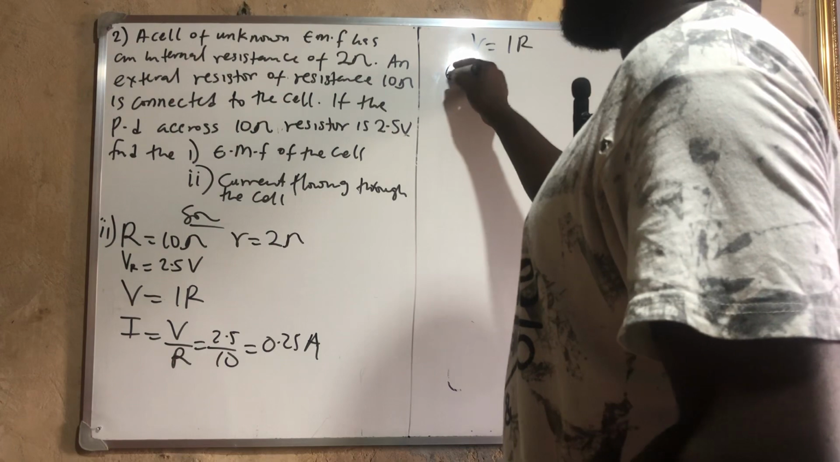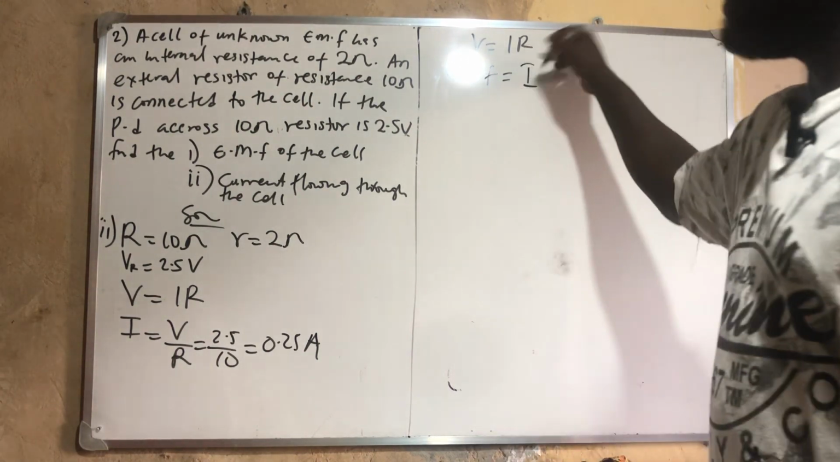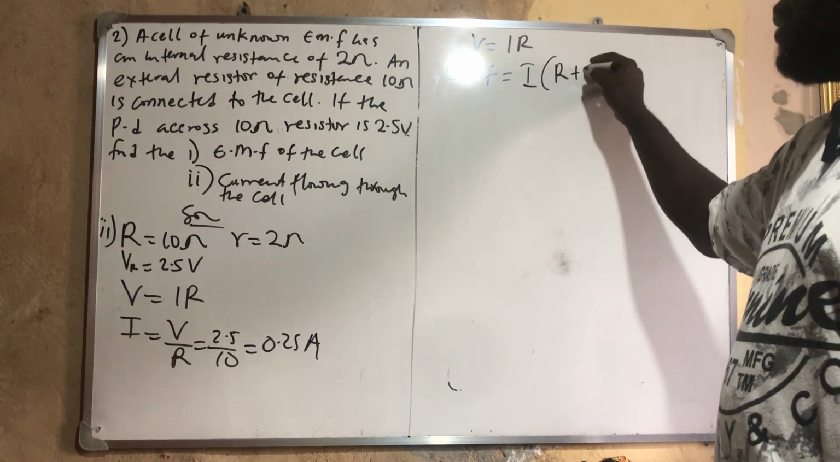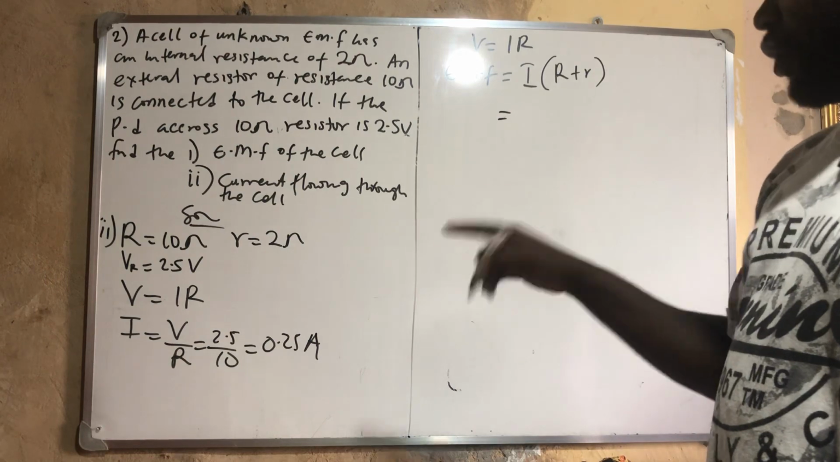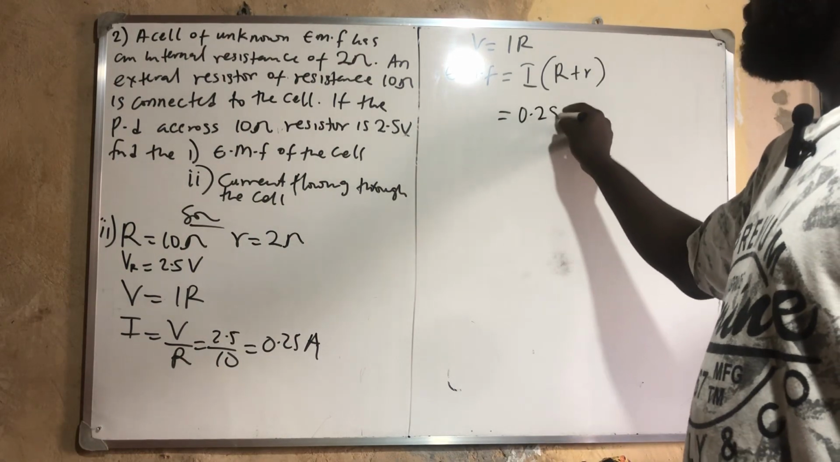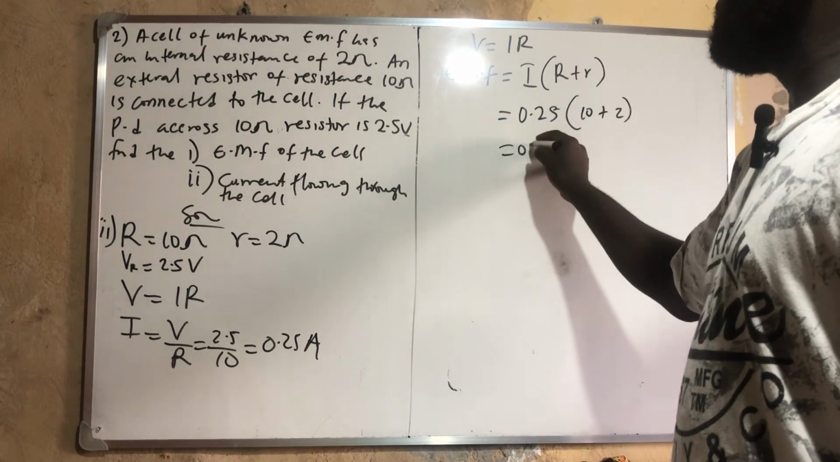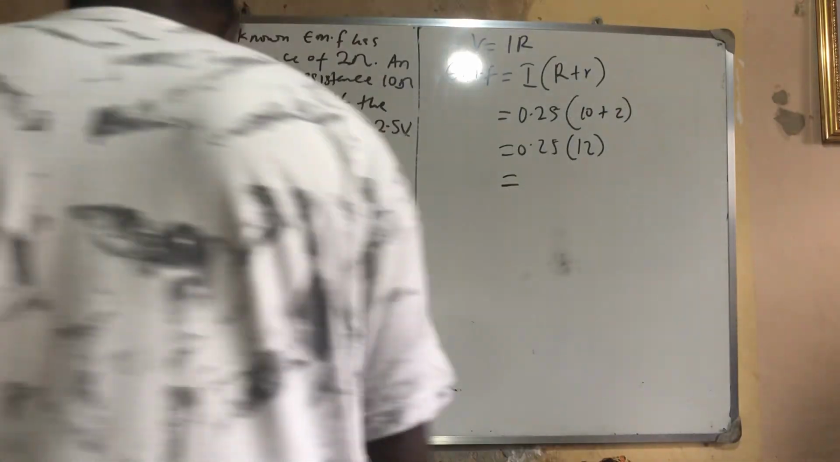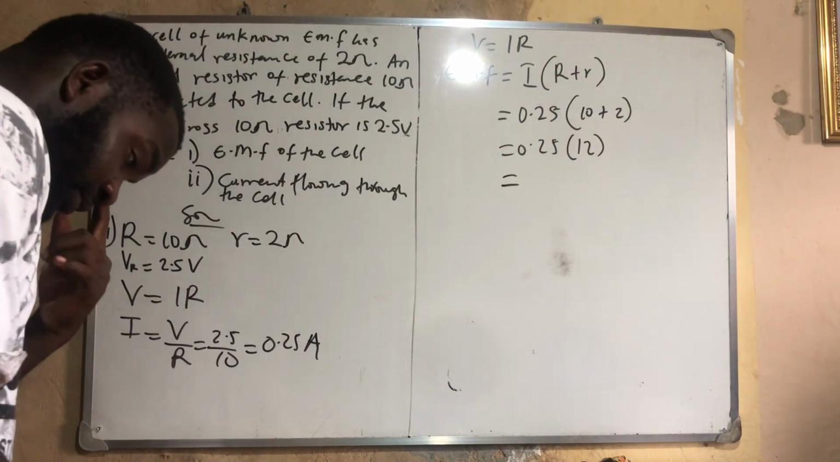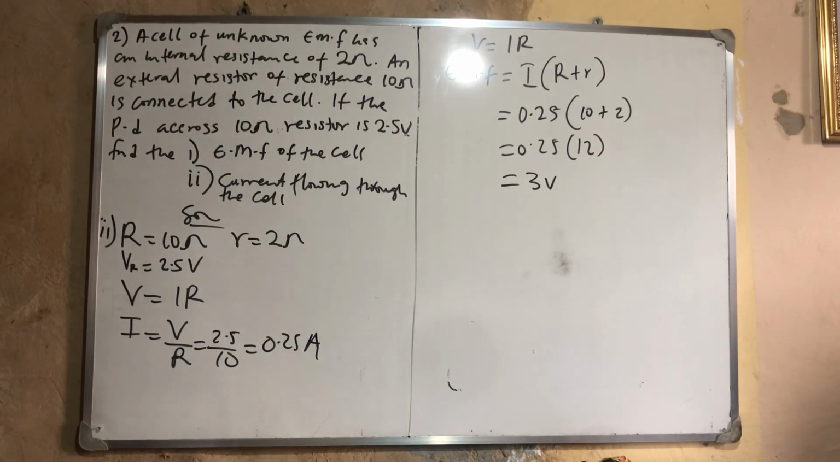But my V will turn to now my EMF. And since it's a closed circuit, my R will not just be one R, but big R plus small r, because it's a closed circuit. So what do I have now? My EMF, the current is the same thing, flowing everywhere. 0.25 in bracket of what? 10 plus 2. So I have what? 0.25 in bracket of 12. So 0.25 times 12, what do you have? You have 3 volts. So that is my EMF.